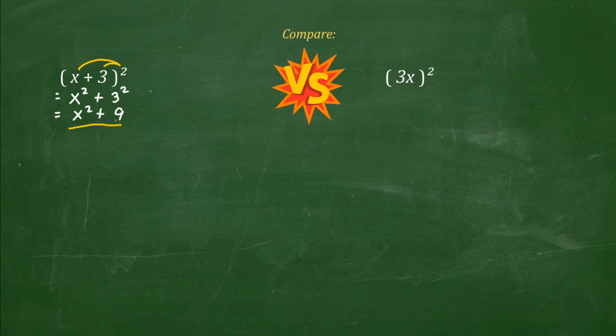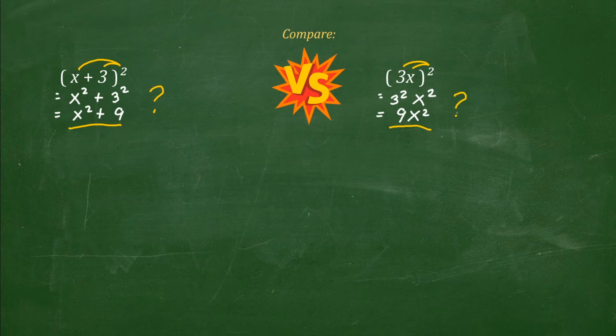Done. This time, let's simplify the square of the quantity 3x. So we can distribute the exponent 2 to both 3 and x. So this is 3 squared times x squared. Finally, it's equal to 9x squared. Done. But wait, something seems wrong. How come these two look totally different, yet we solve them using exactly the same method?